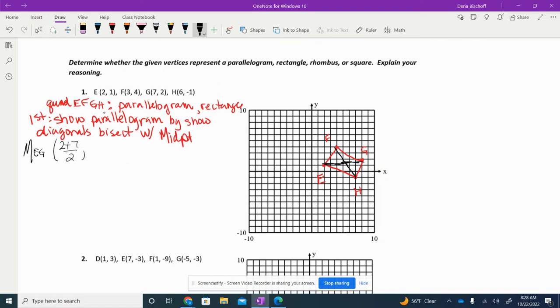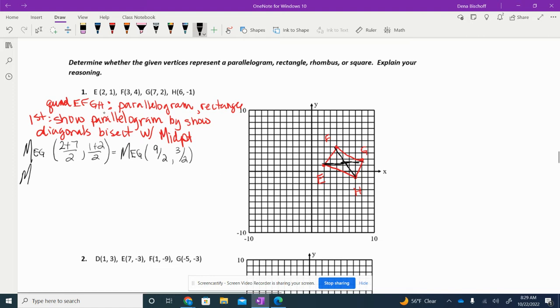And then you take the y coordinates: 1 plus 2 divided by 2. So the midpoint of segment EG, well, 2 plus 7 is 9, so that's 9 halves, or 4.5. And 1 plus 2 is 3, so 3 halves, or 1.5.